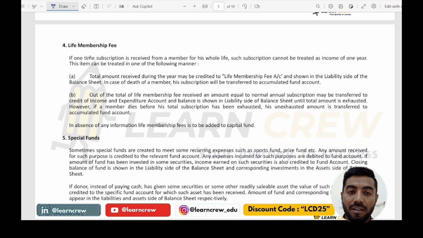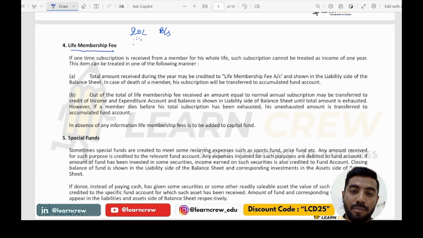Then coming to life membership fees. When you receive life membership fees, there won't be any yearly charge, monthly or yearly renewals. It's a one-time fee which is collected for the whole life. Okay. So what happens here? Whenever the life membership fee is a very lump sum amount, say, for example, when 20 lakhs is collected, this will be taken in the balance sheet itself. But year on year, a certain amount will be charged to the income and expenditure account.